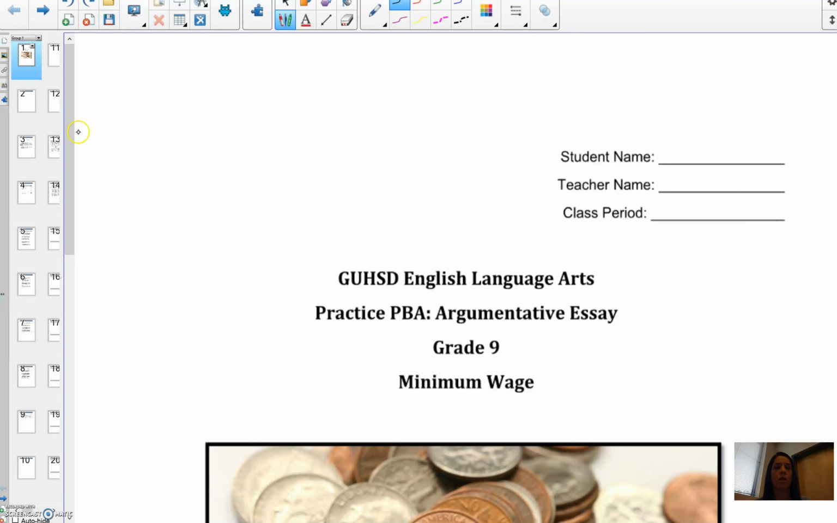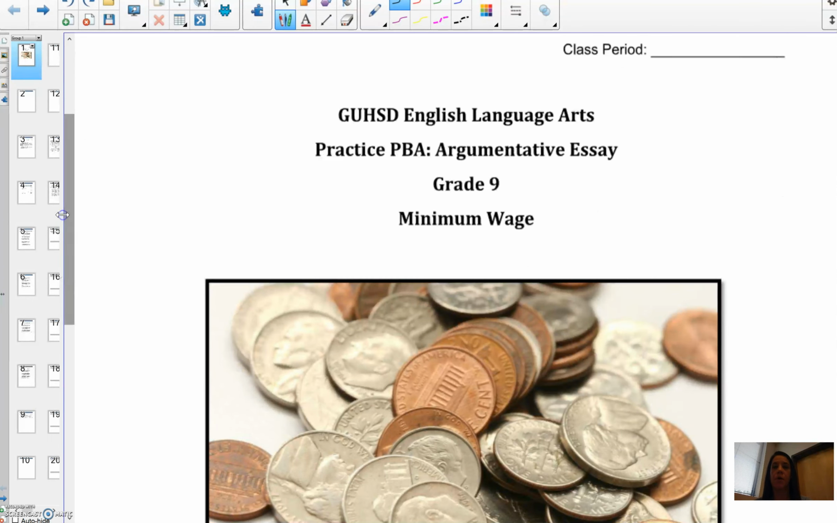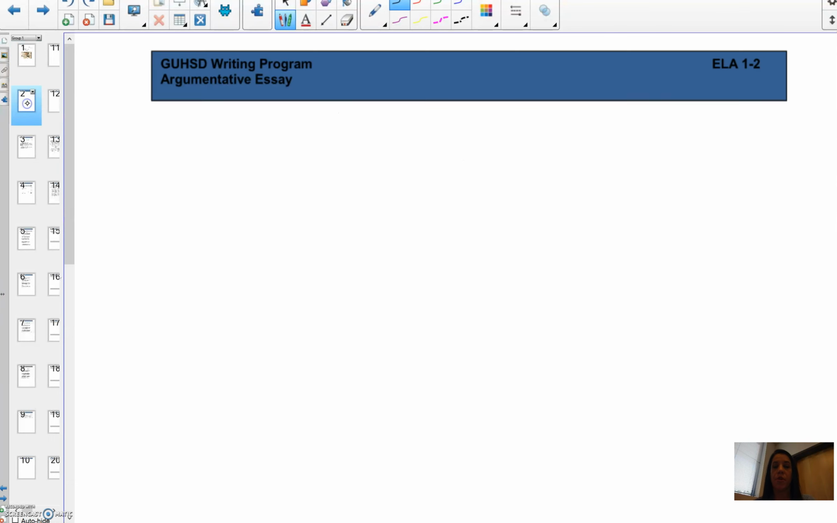So we're going to start with our first step. This is what your booklet will look like. This will be your first page of your booklet. It's kind of an introduction. Then you'll have a blank page here. This is where we're going to take some notes on your steps.